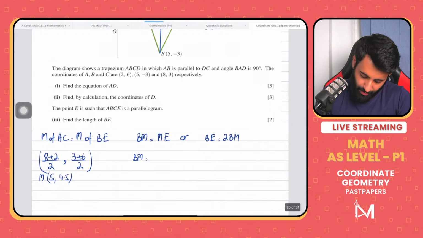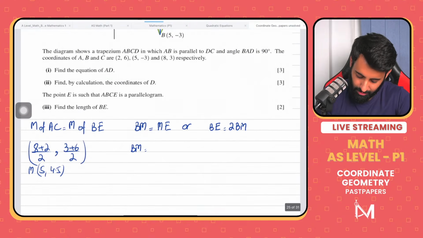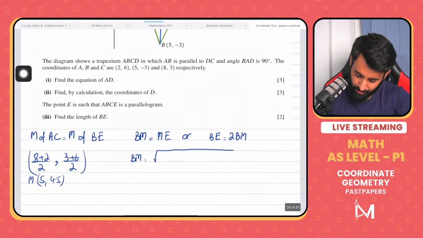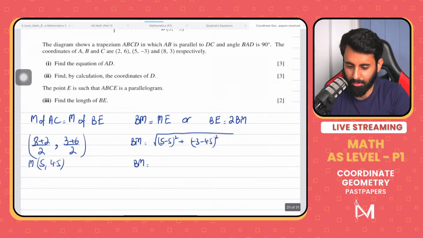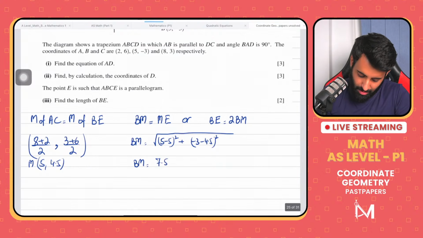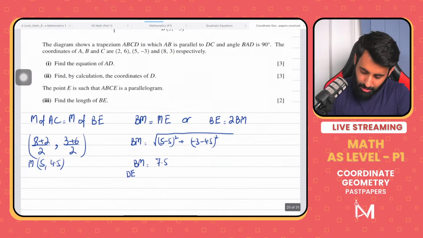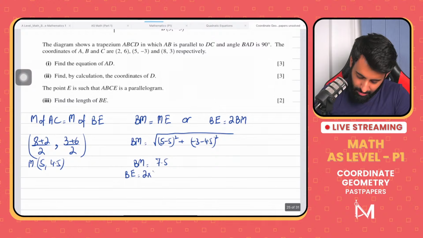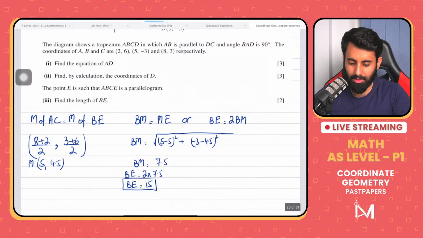So BM can be found like this. Take the square root of, what are the coordinates of B? They're right here. So 5 minus 5 the whole thing squared plus, then what's the y coordinate of B? That's minus 3 minus 4.5 the whole thing squared. Okay, so let's see what we get. Minus 3 minus 4.5, square it, and then take the square root of it, so you get 7.5. Now if you want to find out BE, all you have to do is double it. 2 into 7.5, so that means the distance BE is equal to 15. And that is your final answer.